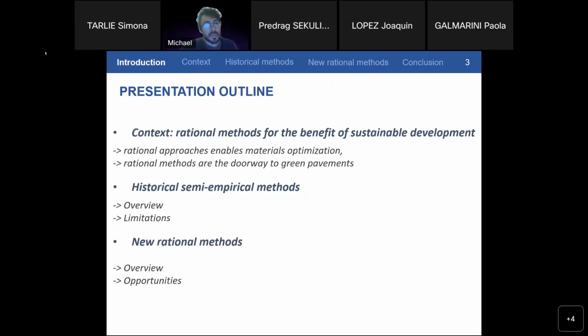Then I will present quite shortly the historical methods, which are semi-empirical and empirical ones. First, a short overview, and then I will focus on the limitations of those methods. And then I will present really shortly the new rational methods: an overview of what is a rational method and the opportunities that are offered by those new methods.